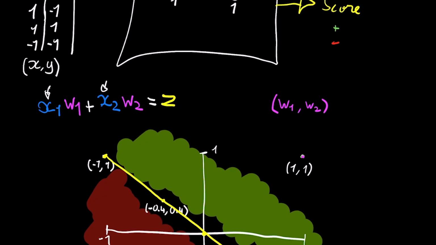Now, what's the relationship between this point and the orientation of the decision boundary? In order to understand this, I can draw an arrow from the center of the decision boundary to where this weight coordinate is. Now, mathematically, the decision boundary is always at a right angle to this arrow. Now, what does this tell us?